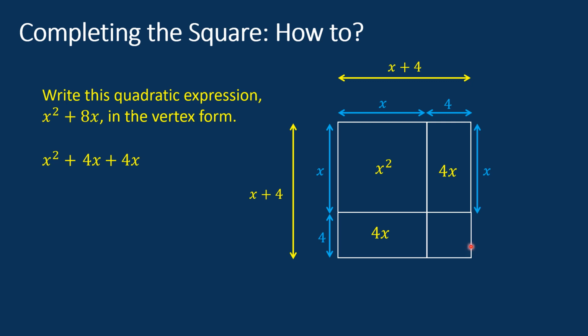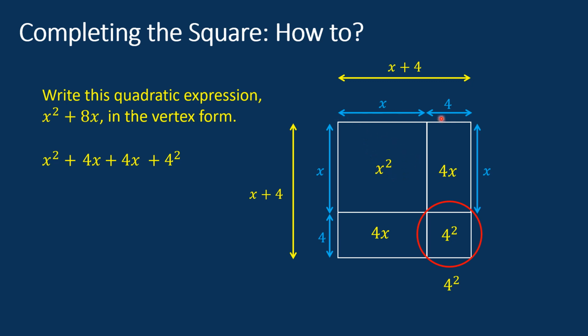From the dimension of this small square, where the length is equal to 4 and the width is also equal to 4, the area of this last piece must be 4 times 4, or 4 squared. Therefore, in order to make the square complete, we need to add a 4 squared term into these expressions and then fill this 4 squared into the last piece in this big square.